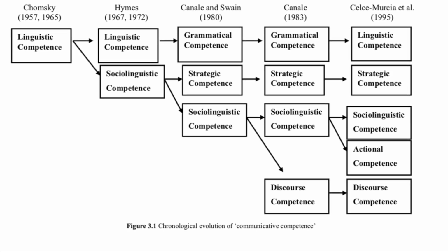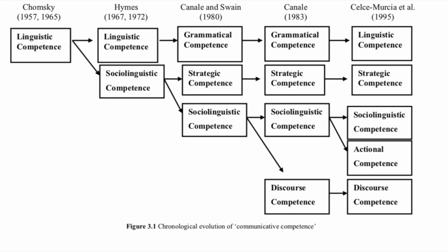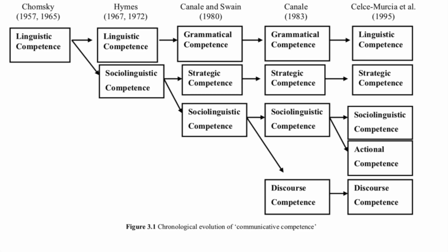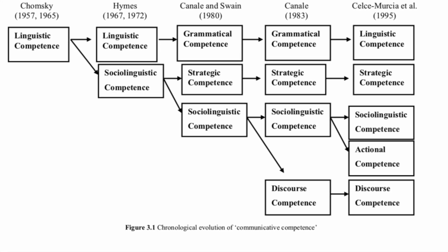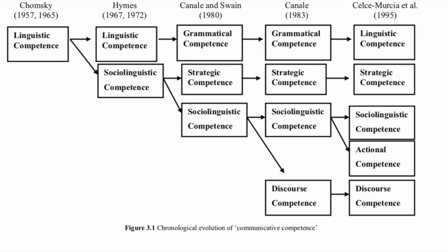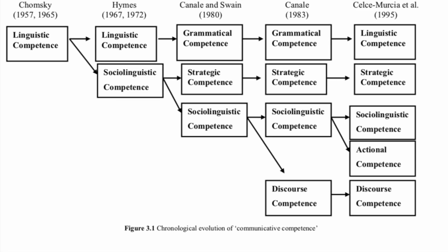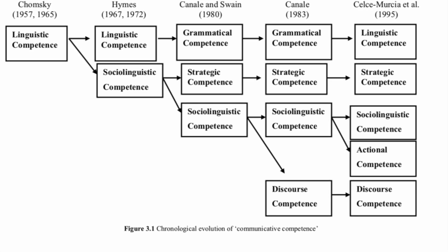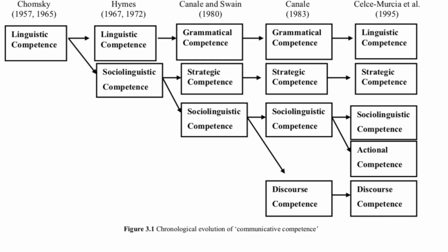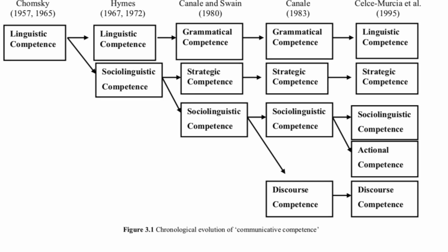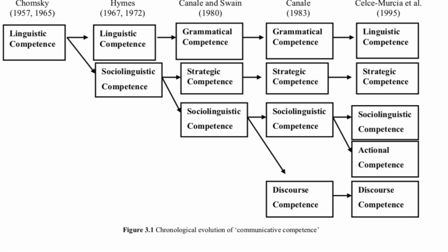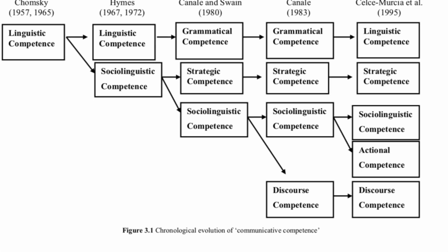And finally, we have Celce-Murcia and her team, and they expanded on the model even more. Their version includes linguistic competence, which is essentially grammar, vocabulary, and pronunciation, strategic competence, sociolinguistic competence, actional competence, which is basically knowing how to do specific things with the language. So like apologizing, inviting someone, complaining, or making suggestions. And finally, discourse competence.